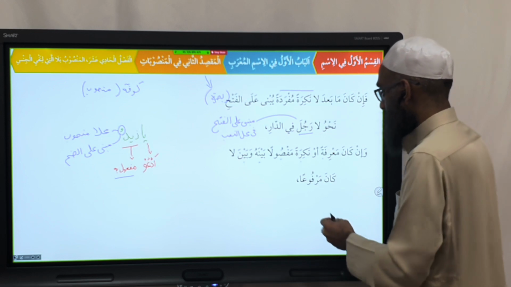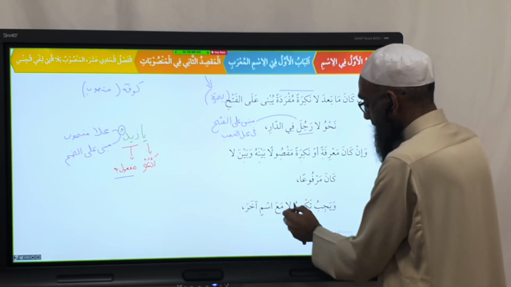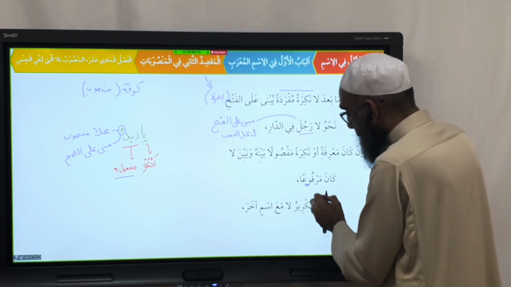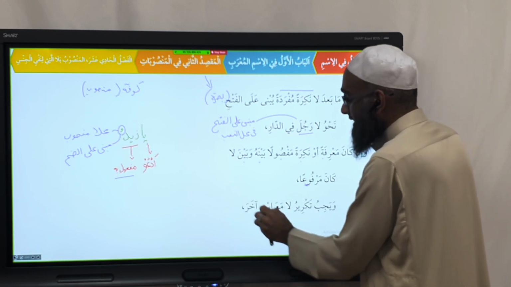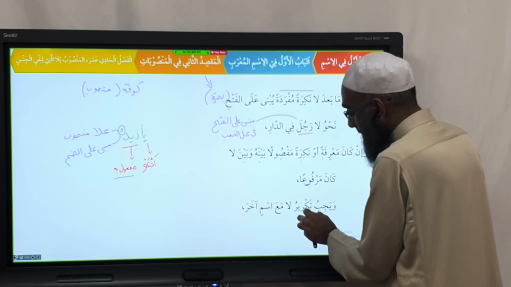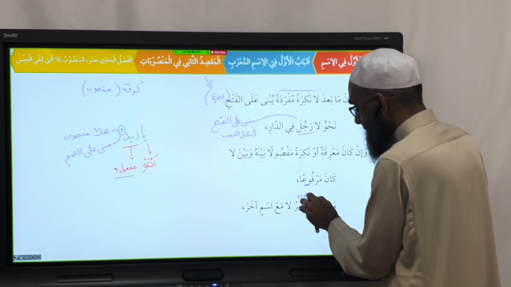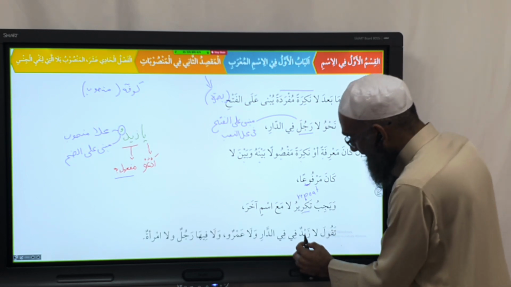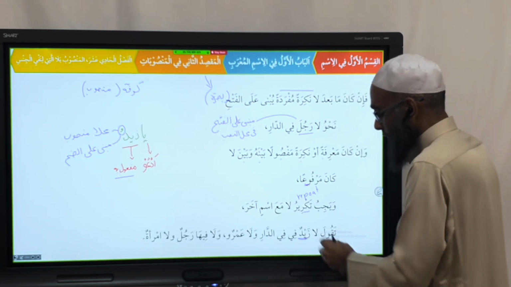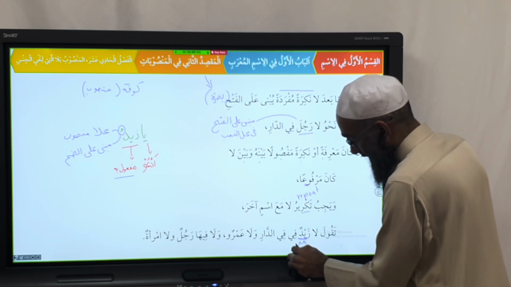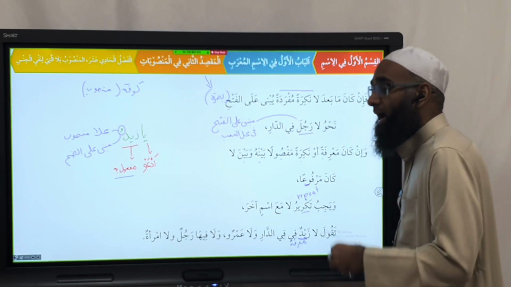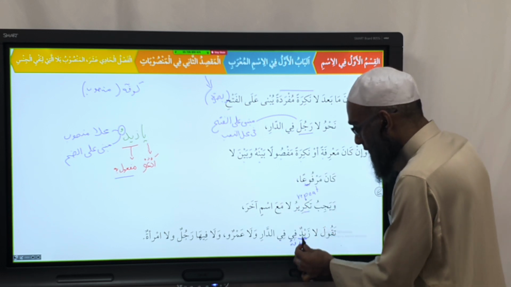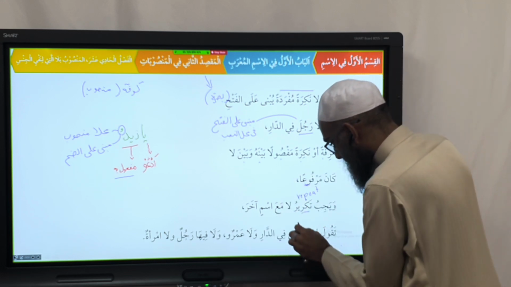For example, il-marfu. So one ruling is it's marfu, and the second is وَيَجِبُ تَقْرِيرُ لَا مَعَ اسْمٍ آخَرٍ. You'll have to repeat la with another name. For example, Zaydun. So Zaydun is ma'rifah originally, but we're not referring to it as ma'rifah. This means no person. So you say La Zaydun. So what is it here? It becomes marfu.